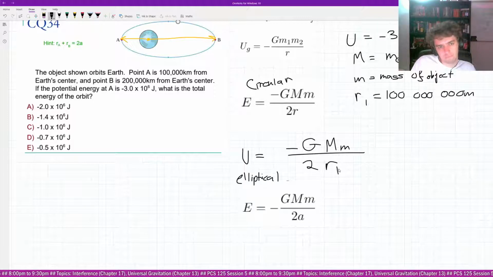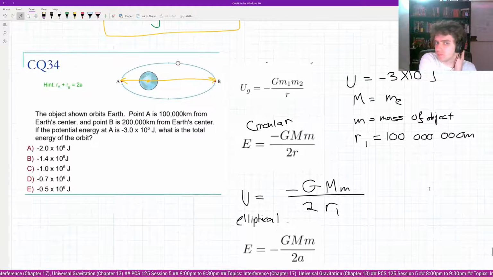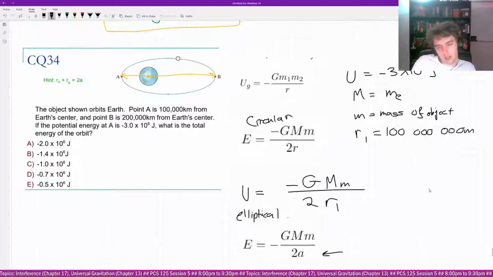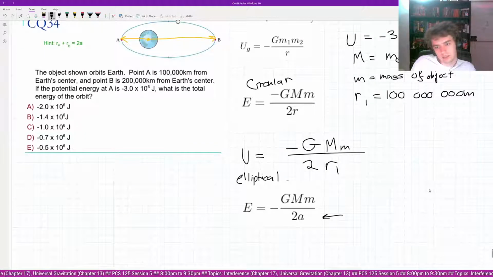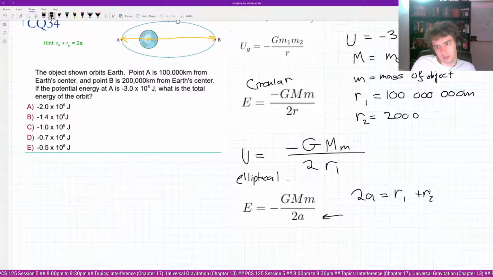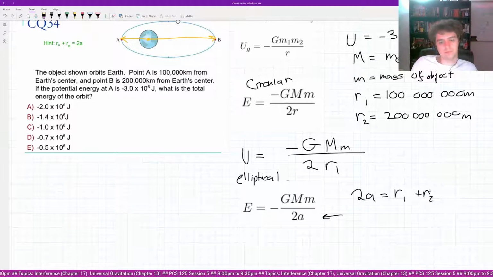The way you were going about it, you had R1, and then you would have done the exact same thing with R2. We knew that R1 and R2 would equal 2 times the radius of the long axis. Eventually you would have gone there. Yeah, that's right. Just to be clear, A is the long axis, so 2A is that total distance. 2A is R1 plus R2. R2 is 200 million meters because it gives us that in the question.